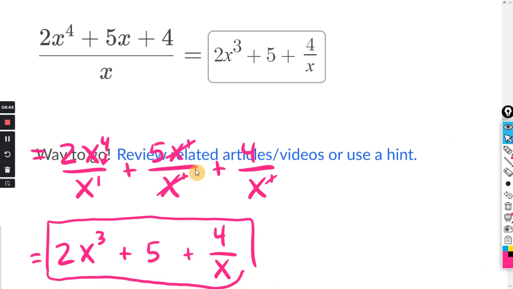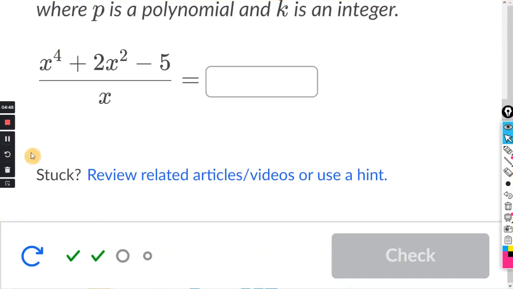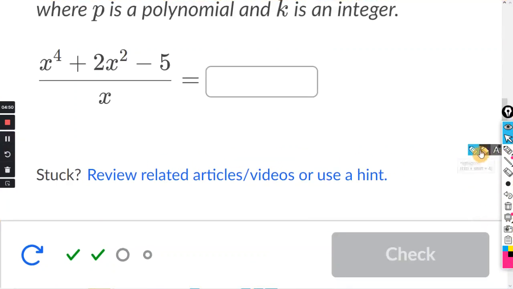Now, you don't have to break it up like this every single time. All right, if you'd like me to show you the shortcut, all you have to do is subtract 1 from each exponent. Okay, because each of these are divided by x. So x to the fourth just becomes x to the third. X squared just becomes x to the first. And then you still have the negative 5 over x on the end.